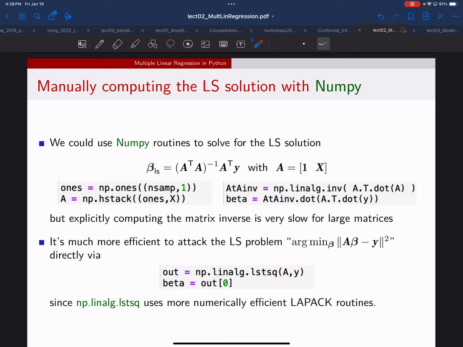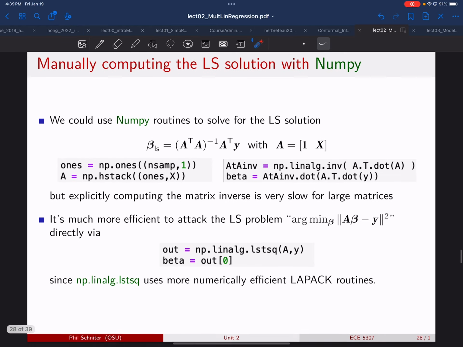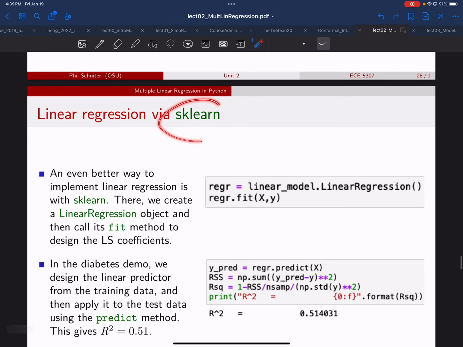It's a lot more direct. It's actually more numerically accurate than this manual approach. This actually returns, I think, a pair of quantities. And so what I'm doing here is I'm just pulling out the first thing in the pair, which is actually the beta vector that we want. Okay, so this is a better approach than this first one. However, it's still what I would consider a manual approach and not really leveraging all the tools we have at our disposal for machine learning, which is the scikit-learn library.